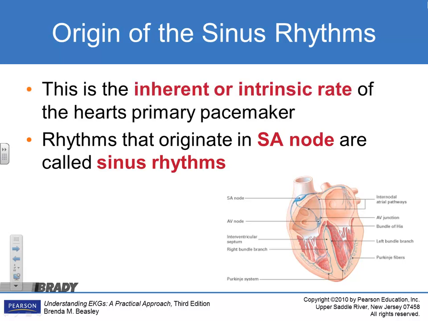Now we're going to talk about some verbiage. Inherent rate, intrinsic rate. That's what we're talking about when I say what is the default rate. That means the same thing. So the intrinsic rate or the inherent rate is going to be what you're going to have at the SA node.